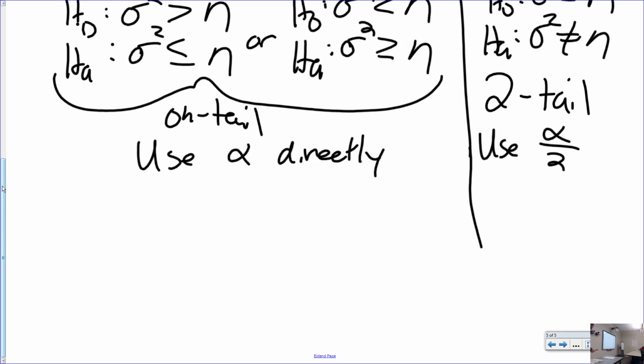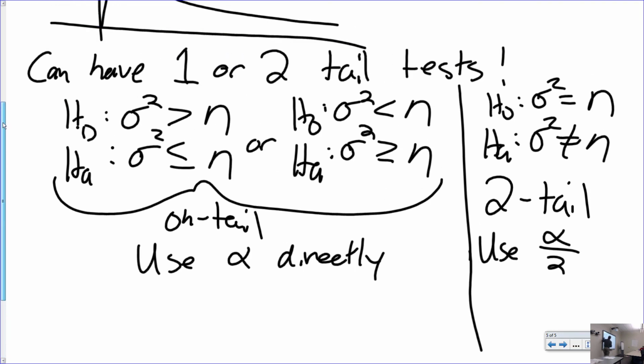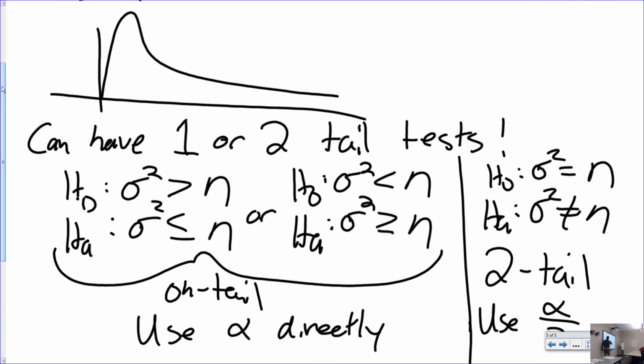All right? So this is just more of a reminder that the same sort of thing applies here. And again, just remember that these are not symmetric. So you're not just going to have pluses and minus values. You're going to be dealing with alpha and 1 minus alpha, okay?